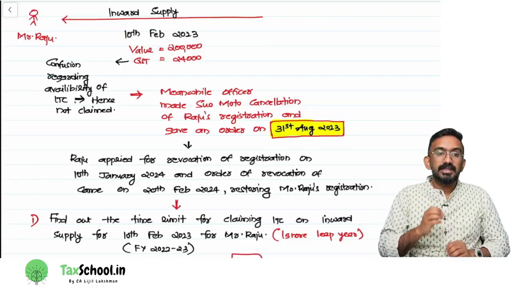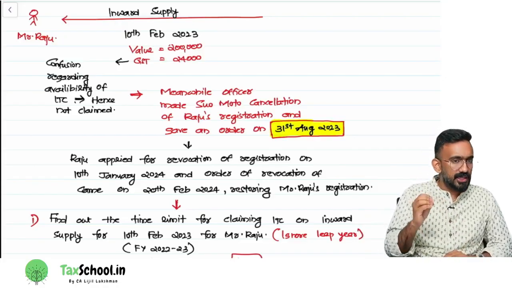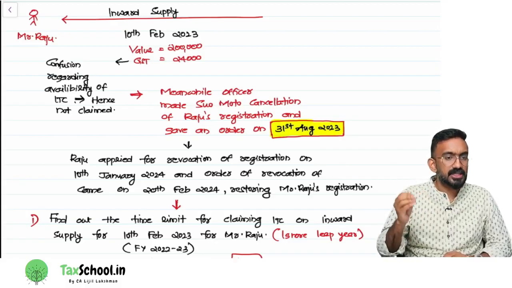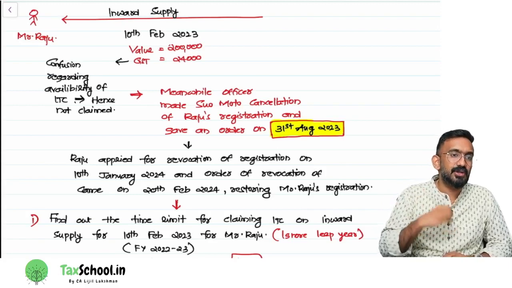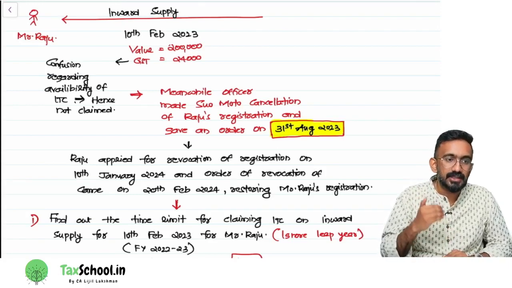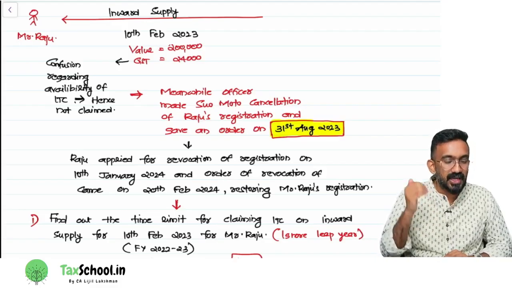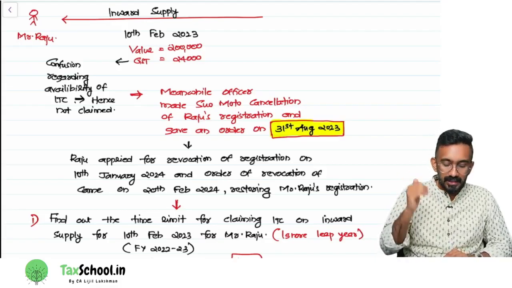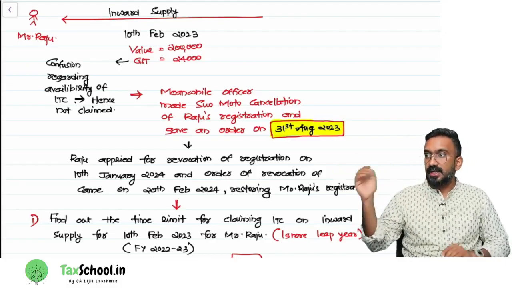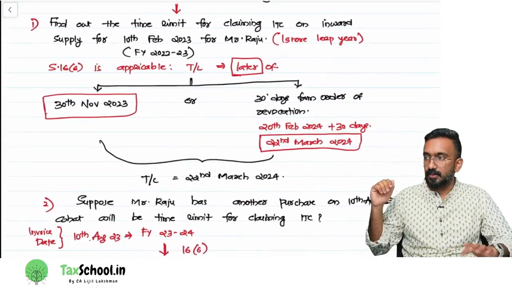So the time limit will not be a normal time limit. Normal time limit means what date it would have been? 30th November 2023. But his GST registration was cancelled at that time. He could not go and then take ITC. So they said, I will give you another time limit to compare, which is 30 days from the order of revocation, which came on 20th of February. So your revised time limit will be computed like this.